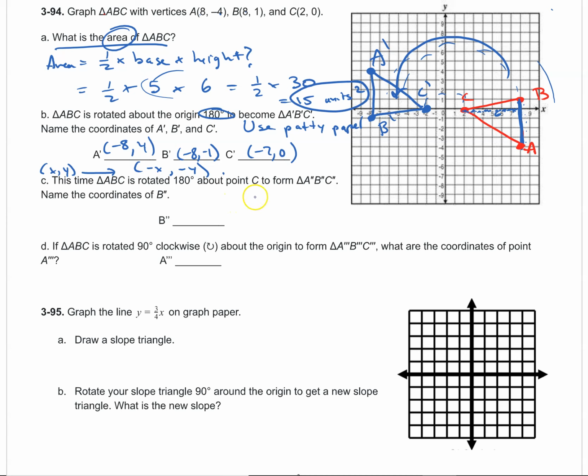And I'll let you work on this one. Be careful on this one. We're rotating it about a point C. So we're taking this original triangle. Now we're drawing our plus sign right there. And we're spinning it around this point. Versus before, we drew our plus sign on the origin. So be careful. Spin it around C.